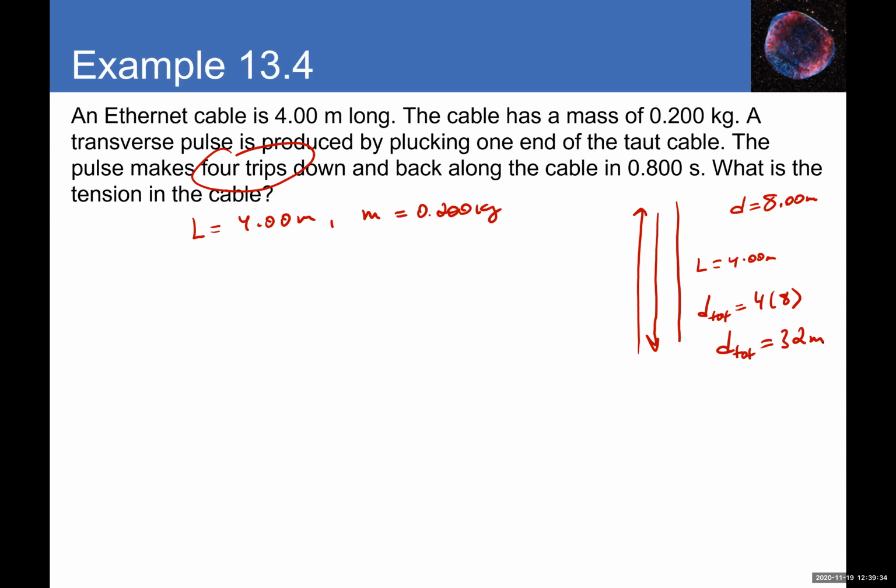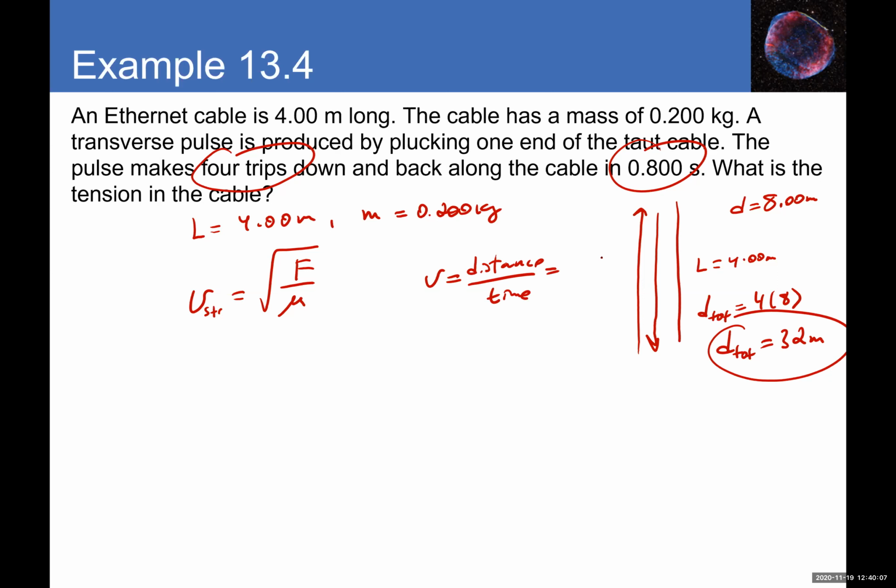Now, to find the tension, I have to use this equation: the velocity of the string is equal to the square root of F_T divided by mu. I can find v even though I'm not given the wavelength, because I know how long it travels and the total distance. So I can just use the good old equation, distance over time. The distance is 32 meters and the time is 0.8 seconds. So I get the velocity as 40 meters per second.